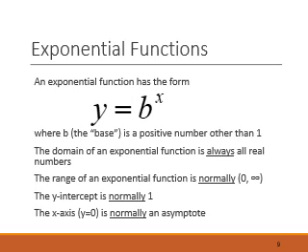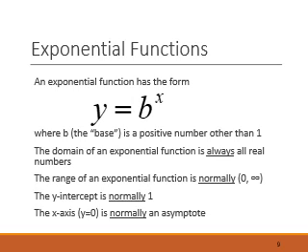Now the range, that's another story. The range is normally from 0 to infinity. Notice it does not include the 0. Remember, the x-axis is an asymptote. We don't ever touch it. And if we don't ever touch the asymptote, then we're never actually equal to 0. We just get closer and closer to it. The range is normally 0 to infinity, and the y-intercept is normally equal to 1 because any base to the 0 power is equal to 1.